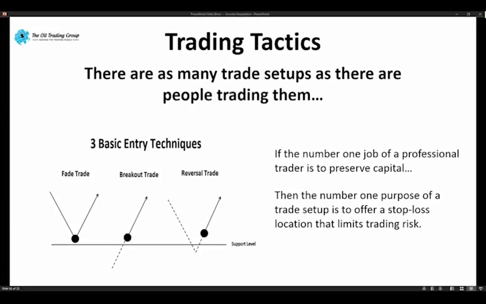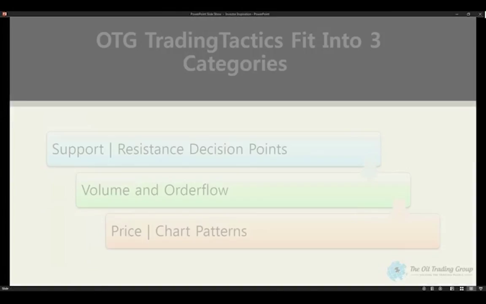If the number one job of a professional trader is to preserve capital, your first job as a trader is not to win money, but to preserve your capital. Then the number one purpose of a trade setup is to offer you a stop loss location that limits your trading risk. The number one job of a setup is not to make money. It's to find a spot on your chart so that if it's not working, you throw it back quickly before it gets out of hand. So that's our approach to trading tactics.